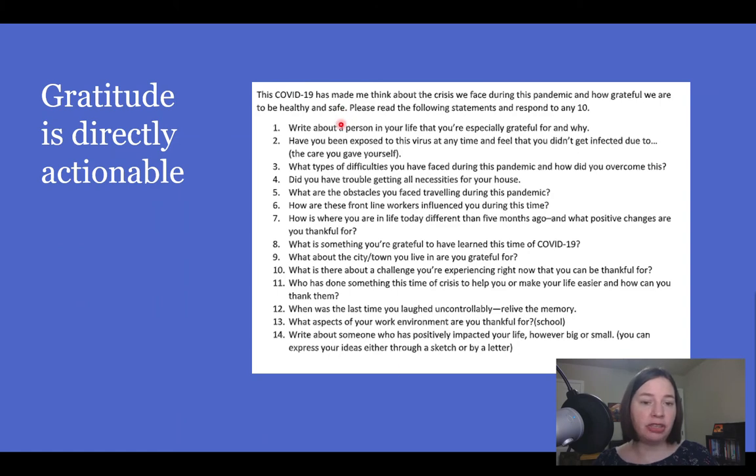They actually created this gratitude journal: write about a person in your life that you're especially grateful for and why. They were able to write about gratitude and do something with this idea, whereas some of the other ideas they might not have been able to take action on. So sometimes the problem frame we choose is partly just because that's what we can do. But it also has to do with your interests, the community's interests, and the needs.